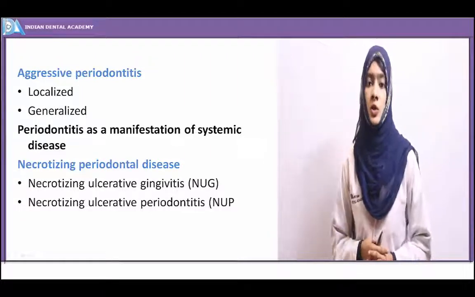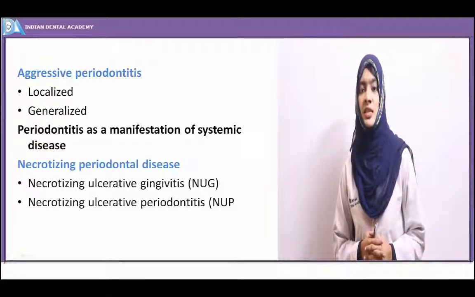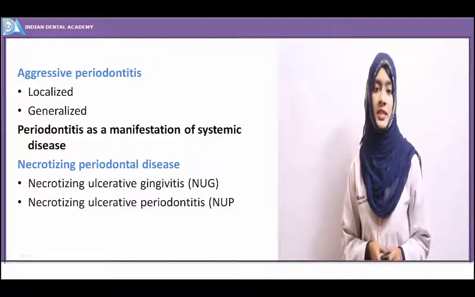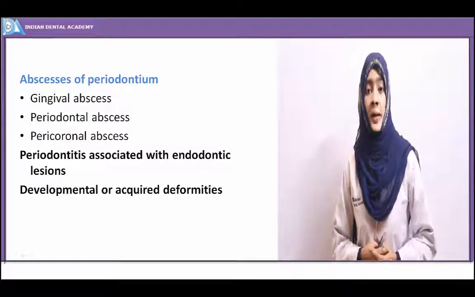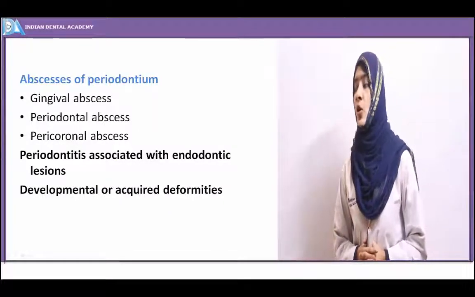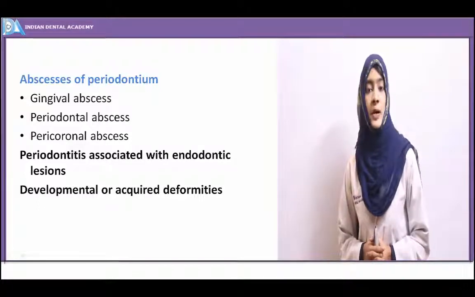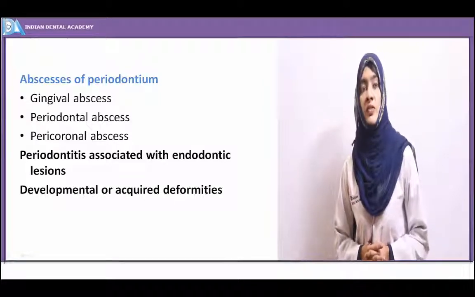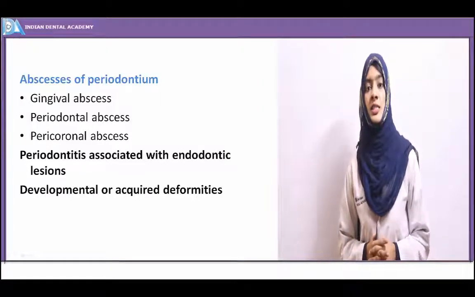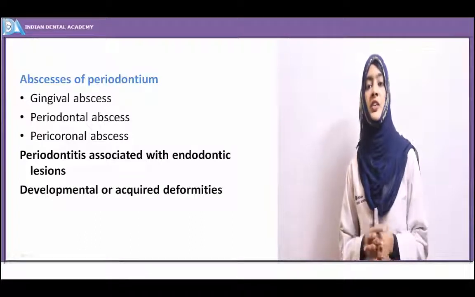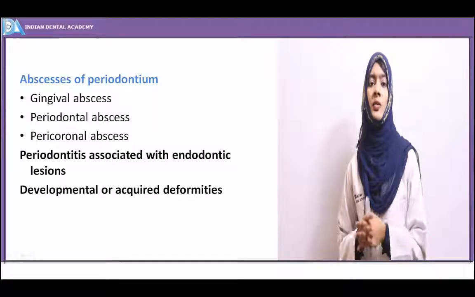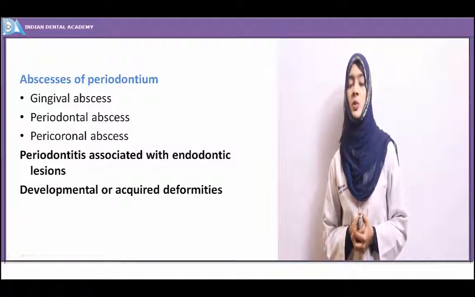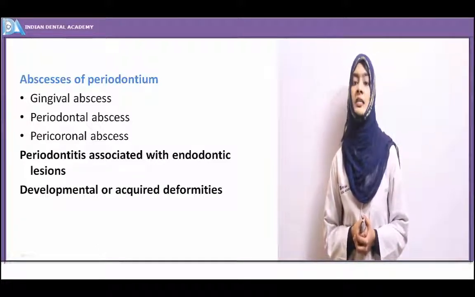Necrotizing periodontal diseases is a group which includes all the necrotizing diseases, that is necrotizing ulcerative gingivitis, necrotizing ulcerative periodontitis, and necrotizing ulcerative stomatitis also. And there are different abscesses of the periodontium: gingival abscess, periodontal abscess, or the pericoronal abscess. And the periodontitis associated with endodontic lesion, that is the endoperio lesion as it is called. And a few times the periodontal lesions or diseases occur because of deformities, either congenital or acquired mucogingival defects.